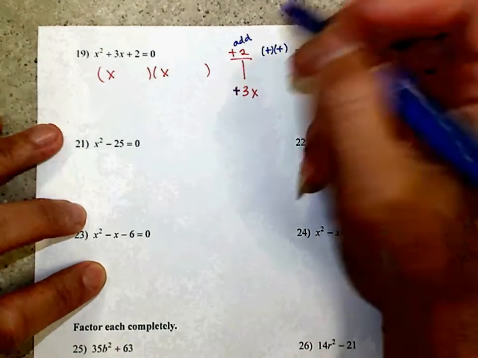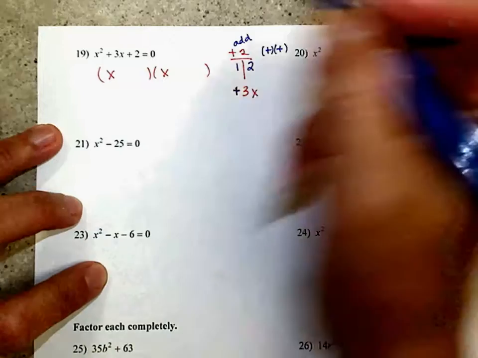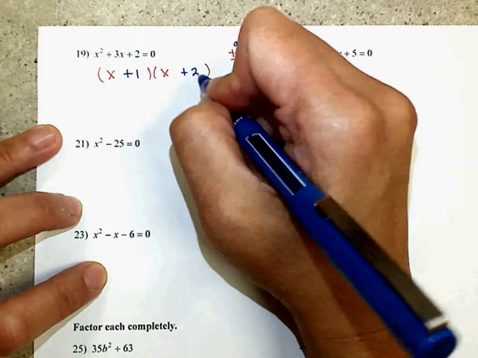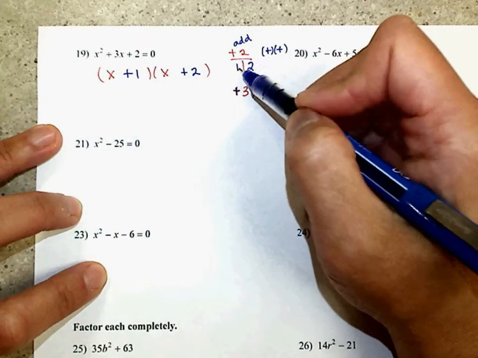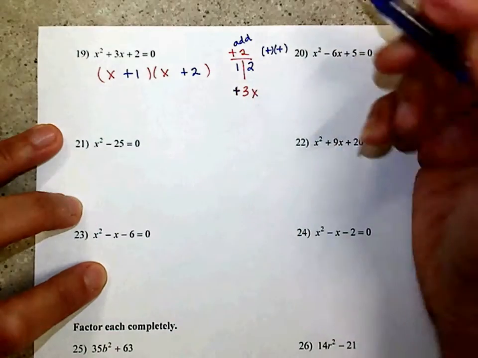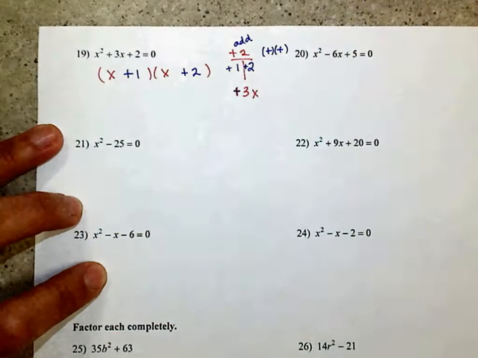So what two numbers multiply to give you 2? 1 and 2. So plus 1 plus 2. 1 times 2 is 2. 1 plus 2 is 3. You see how they both are positive.